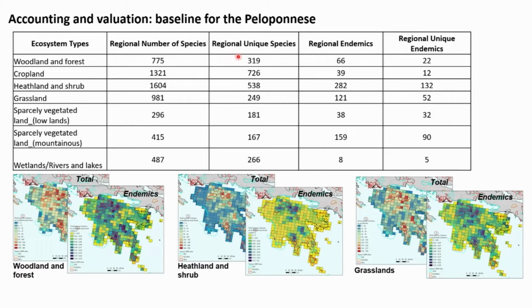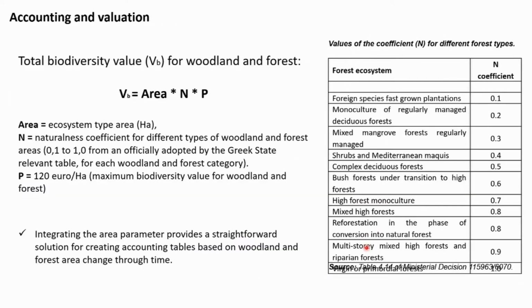Here we have the unique species which are only occurring in Peloponnesos at the ecosystem type of woodland and forest, how many are the regional endemics, and how many out of these endemics found in Peloponnesos within the woodland and forest ecosystem type are unique, which are not found in any other region and in this ecosystem type. And of course, we have also produced the relative maps for the different ecosystem types: woodland, forest, heathland, scrub, and grasslands, and all the others.